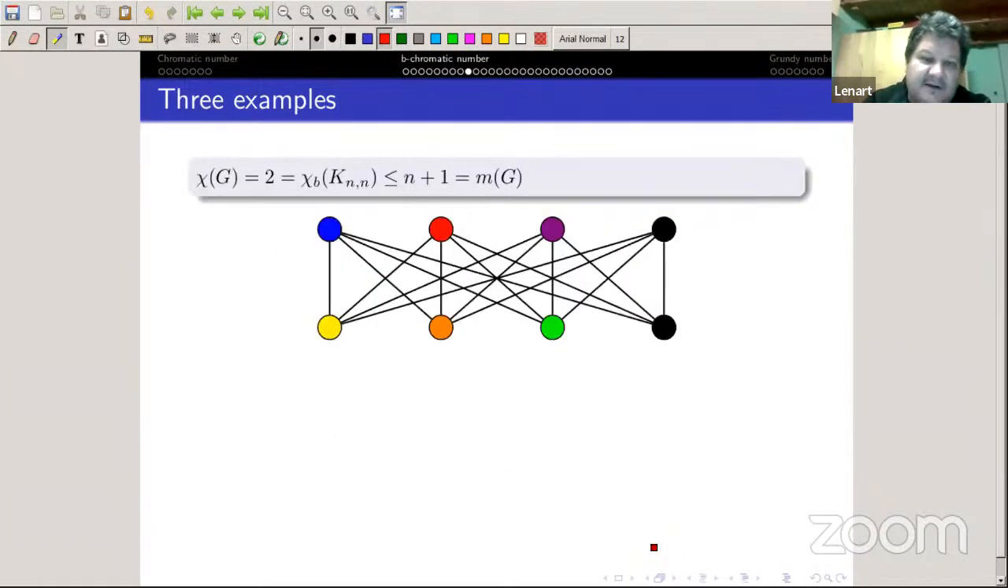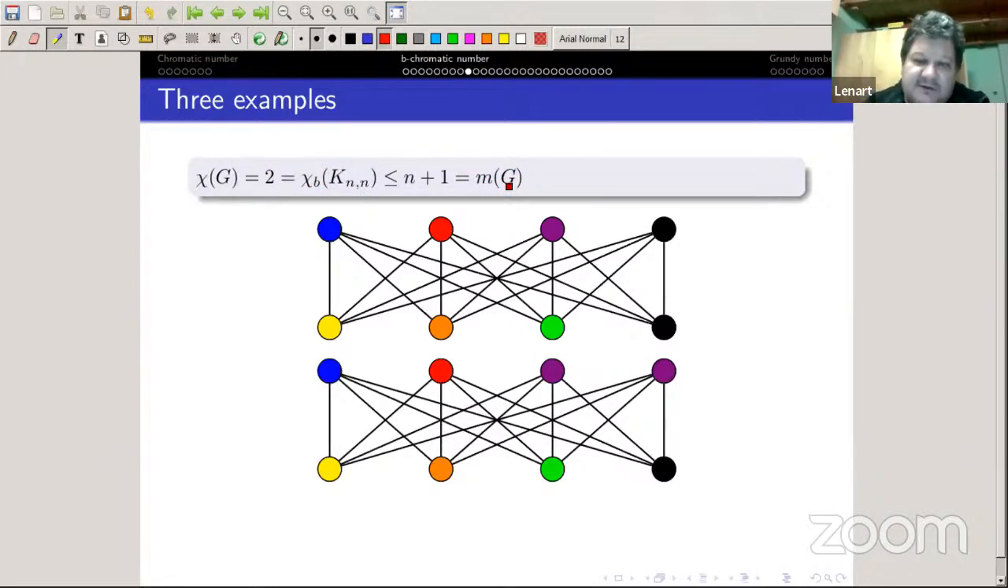Okay, another, let me check what is the time. So maybe I will be a little bit faster now, but now there are some examples. First of all, for a complete graph, we have that the chromatic number and the b-chromatic number are the same, which is less than or equal to n plus 1, which is m(G). Of course, the equality holds only if n is 1, actually.